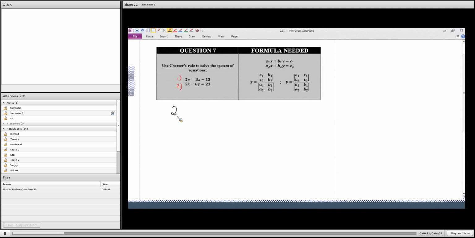We have 2y is equal to 3x minus 13, and we want to get this in standard form, so let's subtract 3x from both sides. So what we have here is negative 3x plus 2y is equal to negative 13. So that's equation 1. And I'm just going to put equation 2 underneath it.